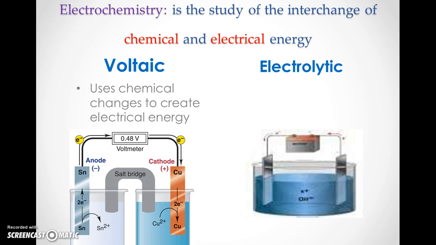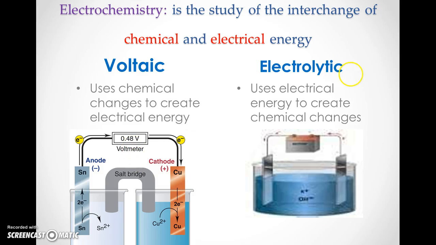So when we think about voltaic and electrolytic cells, they all fall under this main category of electrochemistry, which we know is the study of the interchange between chemical and electrical energy. So in a voltaic cell, we use chemicals to make an electric current. In an electrolytic cell, we use electricity to make chemical changes happen that are not spontaneous. So our electric current is making the chemical change occur.